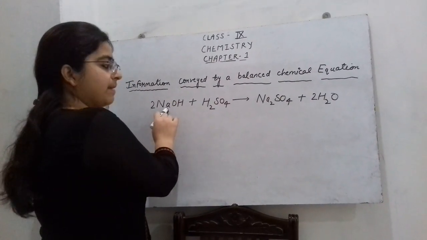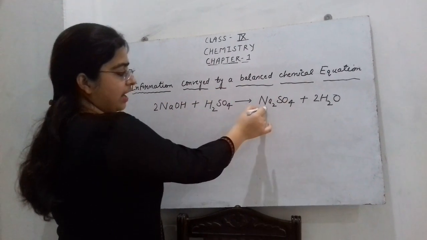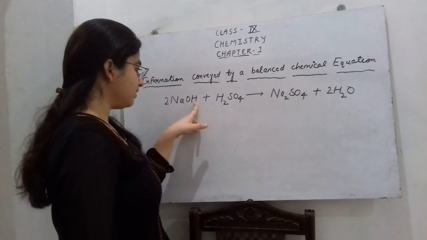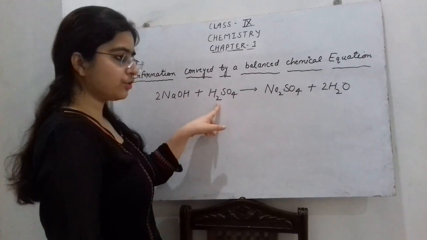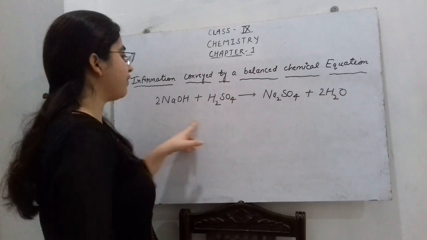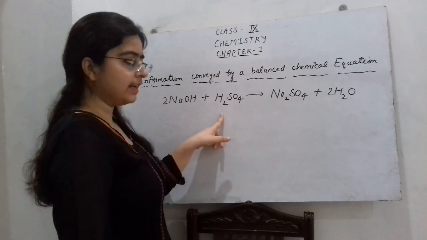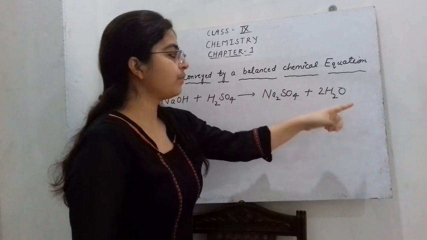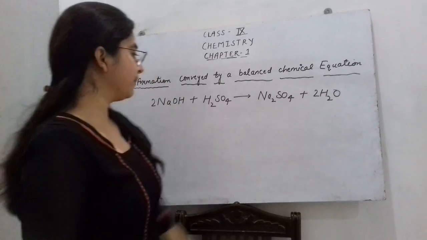2 atoms of sodium are present on the reactant side and 2 on the product side. 2 atoms of hydrogen are here and 2 atoms of hydrogen are here in sulfuric acid. So overall 4 atoms of hydrogen are there on the reactant side, and also 4 atoms of hydrogen on the product side. 4 and 4.